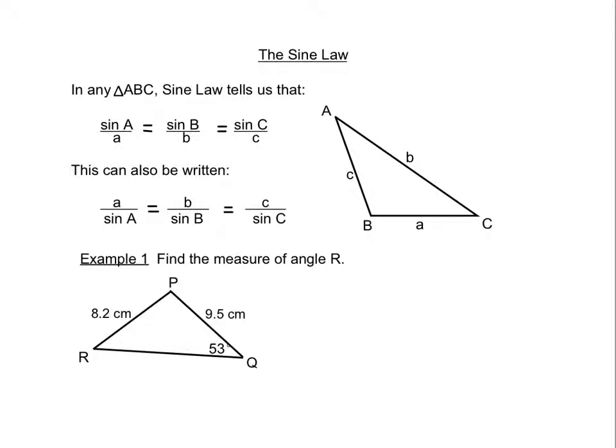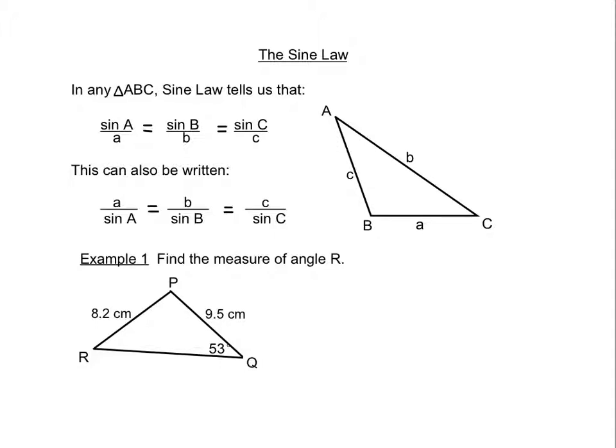Okay, in this lesson we're going to review the sine law. The sine law can be used to find the lengths of missing sides and angles in non-right triangles. And there are two versions of the sine law, although they are exactly the same and can be used interchangeably. But we do often see two different versions.